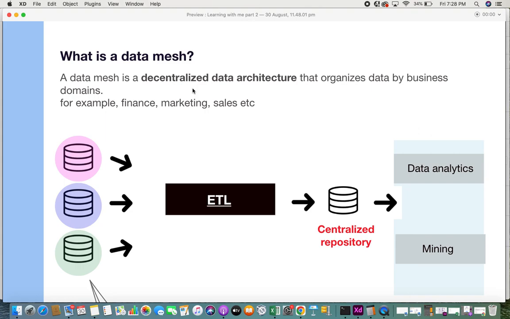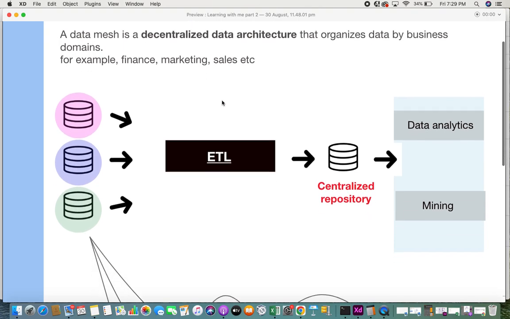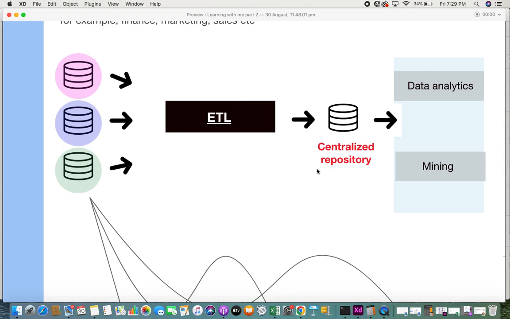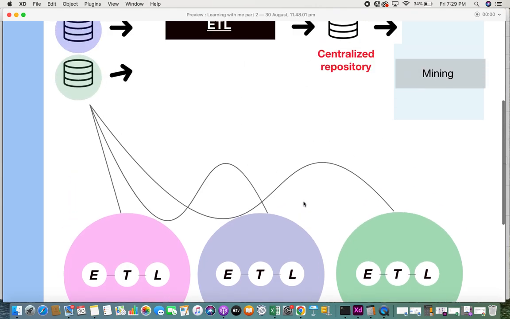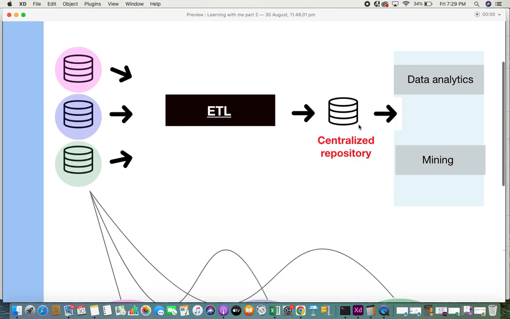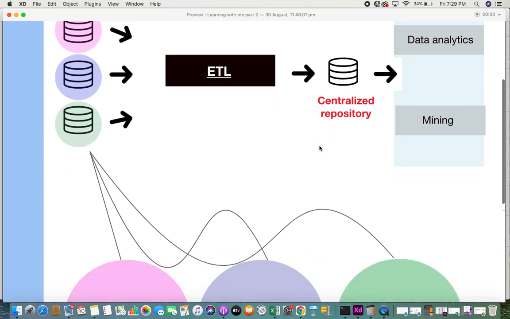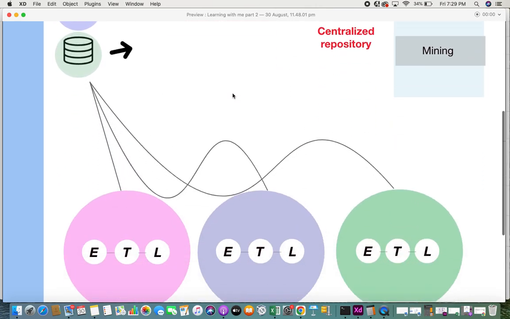The entire key point to focus on with this data mesh is that it's a decentralized data architecture. Okay, so this central repository is no longer required. This entire setup is being decentralized into business domains. So every business domain is going to take care of their own domain data rather than these business domains being integrated and stored in a central repository. I hope that you're getting this point. So keep in mind, it's a decentralized data architecture.